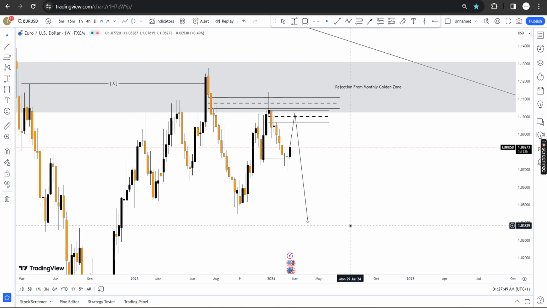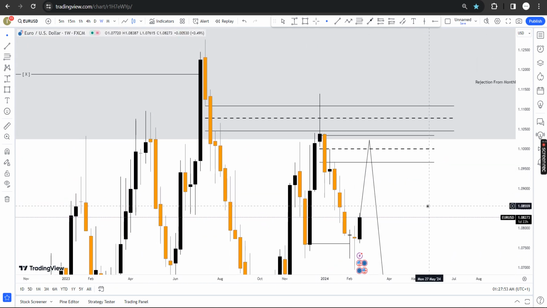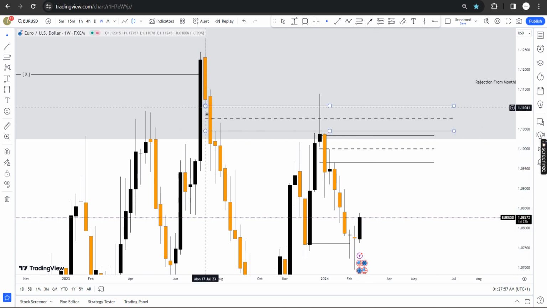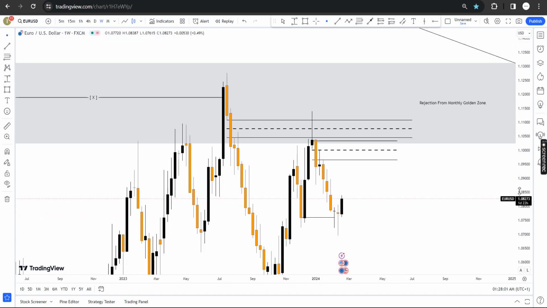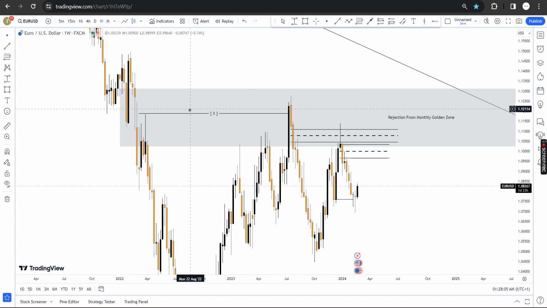So after the rejection, what did you see here? We are looking at this fair value gap that was created. Now this is LES. Yeah, this is LES. Liquidity has been taken here.